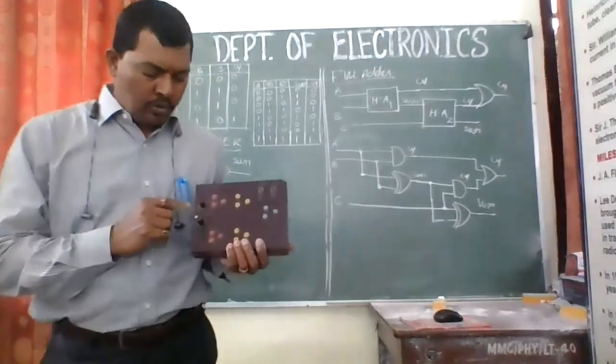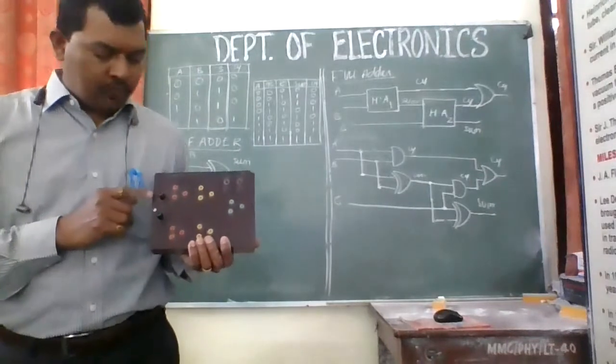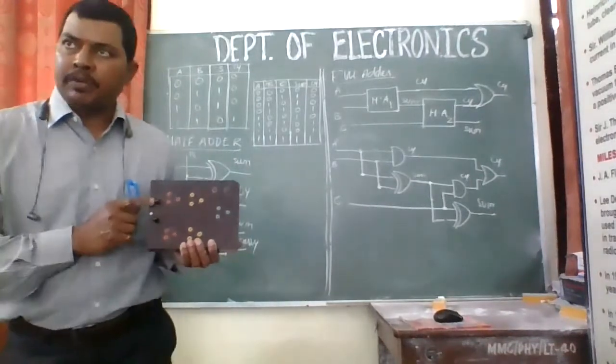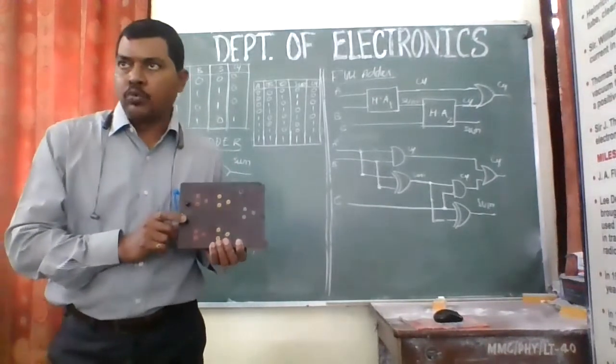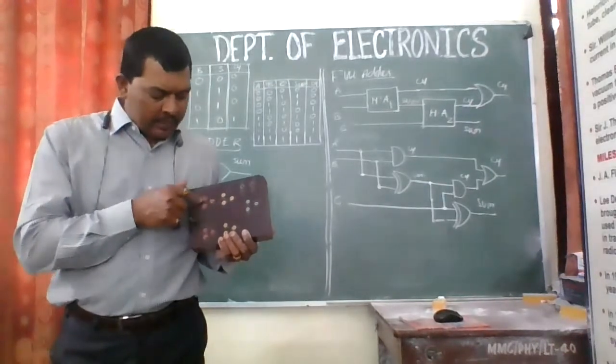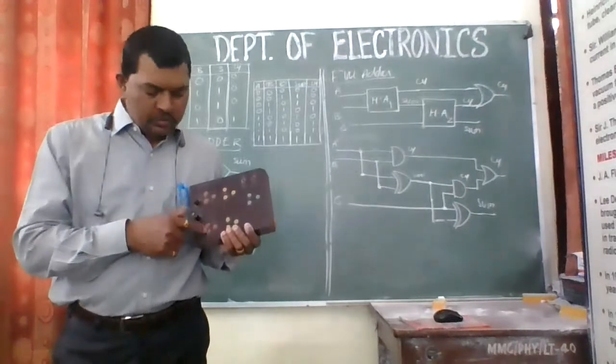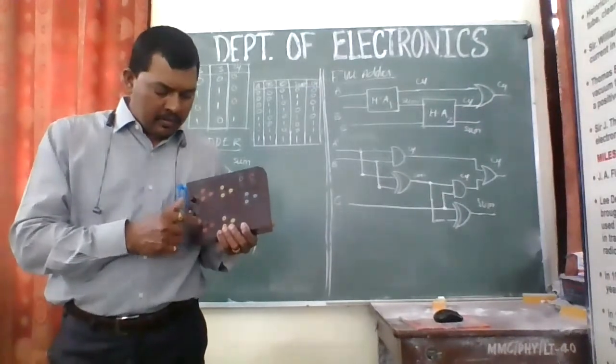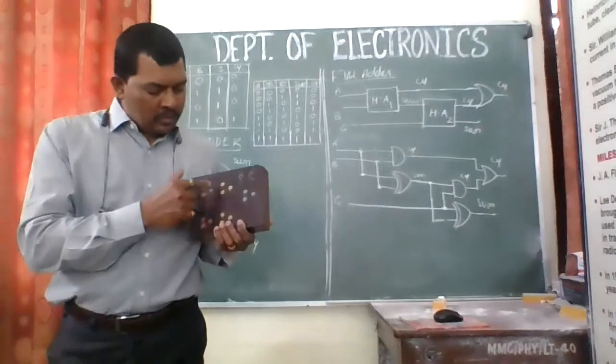So if you are able to see over here, these four knobs are for the power supply. This one is for plus 5 volt and this one is for the ground, right? And we are having AND gates. These are AND gates, so 2 inputs and 1 output. This is also the second AND gate, and 2 inputs and 1 output.